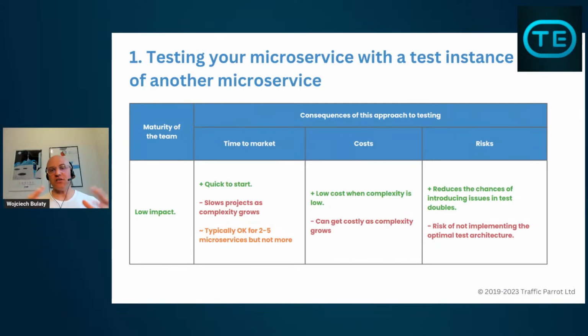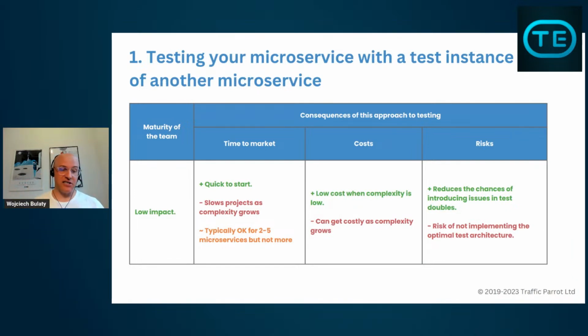So what are the consequences of using this approach? First of all, the impact of the maturity of your team is quite low on choosing this approach. Like I said a couple of times already, it doesn't get simpler than that. You can connect one microservice to another test instance of a microservice. It's fairly straightforward to start with, so it's going to be quick to start with. The cost of implementing this is quite low and the complexity is low. So when you have not too many microservices, it's quite easy to do actually.